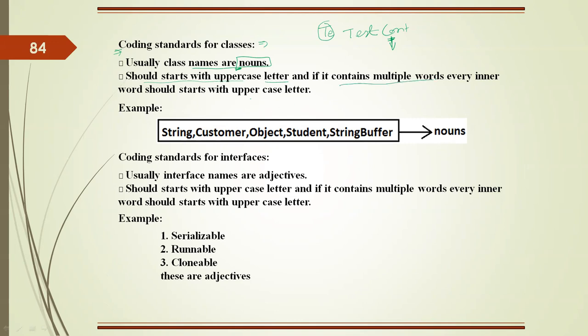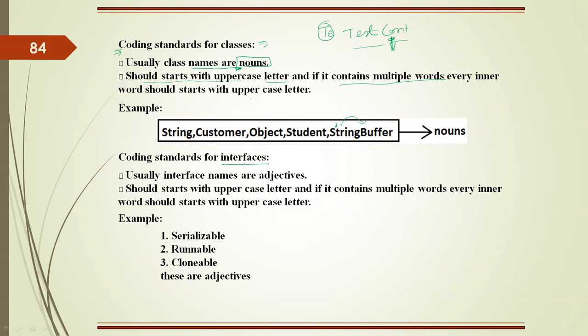If it contains multiple words, then the second word should also start with a capital letter, like Test. Examples: String, Customer, Object, Student, StringBuilder, String and Builder, which are nouns. Now the coding standard for the interface.